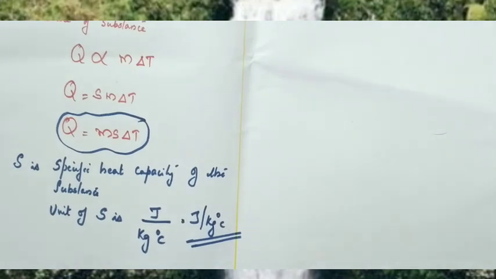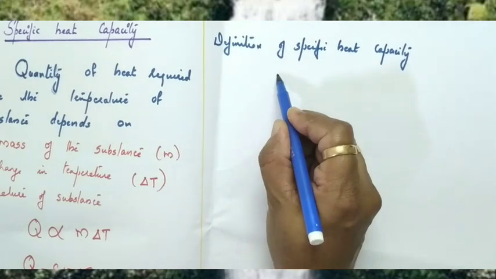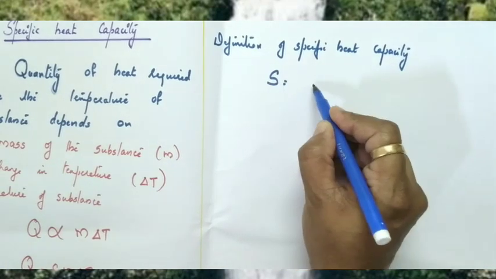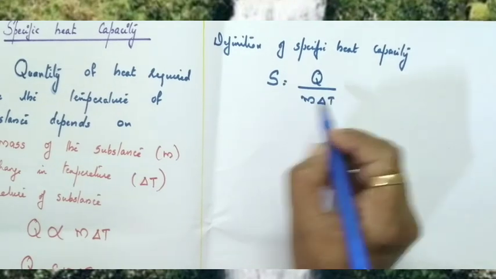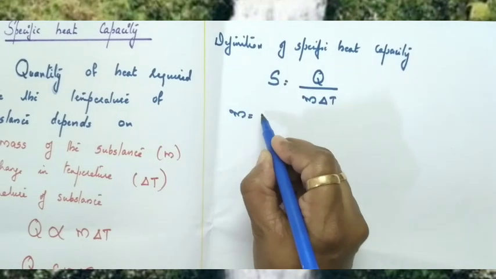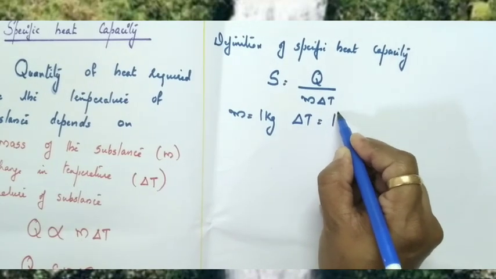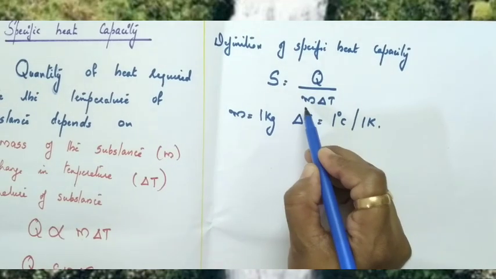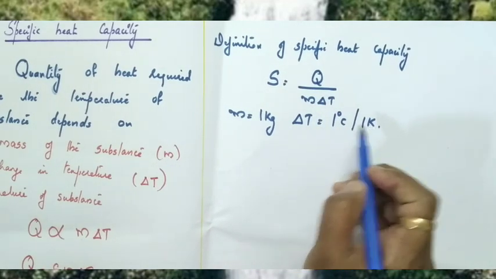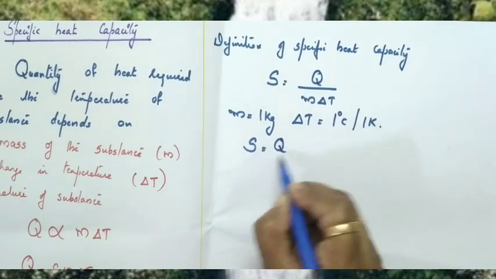Okay, children? Now, how will you define specific capacity? We have specific capacity S is equal to Q divided by M delta T. Clear? So, if M is equal to 1 kilogram and change in temperature is equal to 1 degree Celsius or 1 Kelvin, how will you write specific capacity? S is equal to Q.